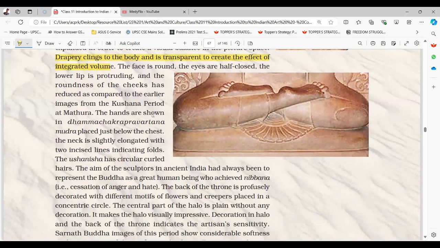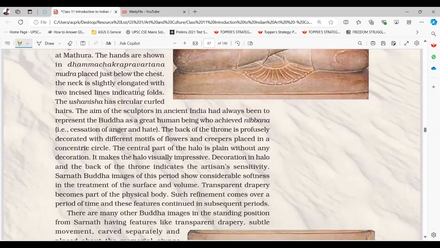The hands are shown in Dhammachakra Pravartana Mudra, placed just below the chest. The neck is slightly elongated with two incised lines indicating folds. The Ushnisha has circular, curled hairs. The aim of the sculptures in ancient India had always been to represent the Buddha as a great human being who achieved nibbana, that is, cessation of anger and hate.